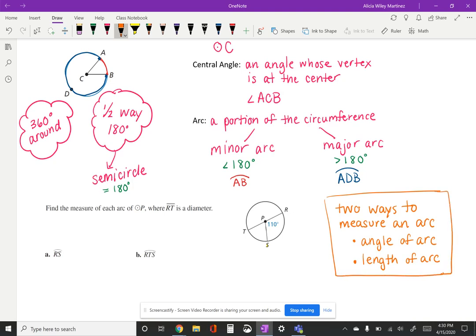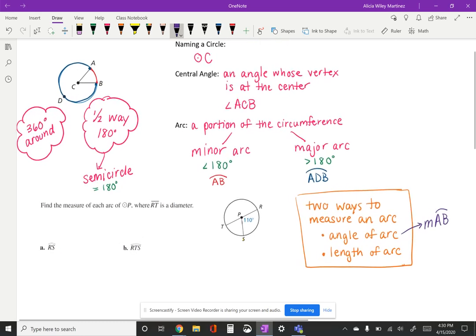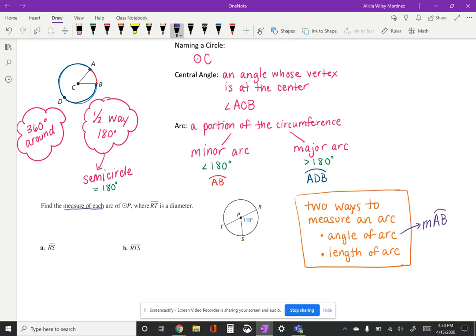Okay, when they are asking you to find the measure of the arc, the angle measure of the arc, they will designate it with an M in front and then the name of the angle, like so. Or they will tell you in the directions, as you can see in this problem here, find the measure of the arc. So if you see that, you know that you're trying to find the angle measure of the arc.